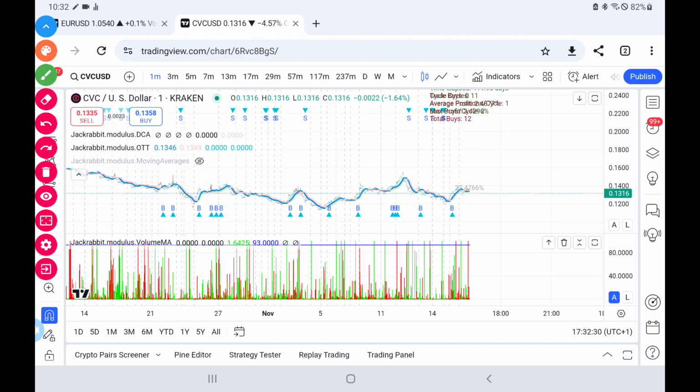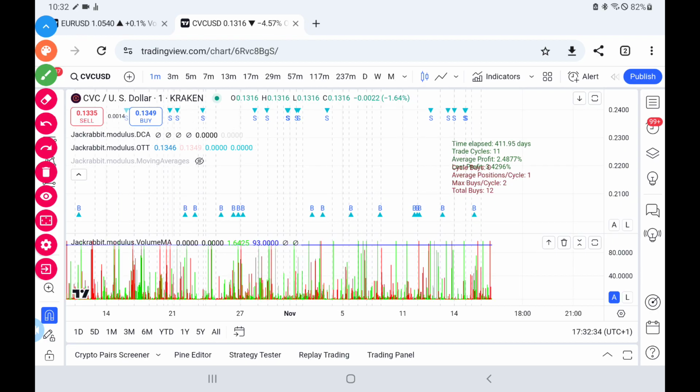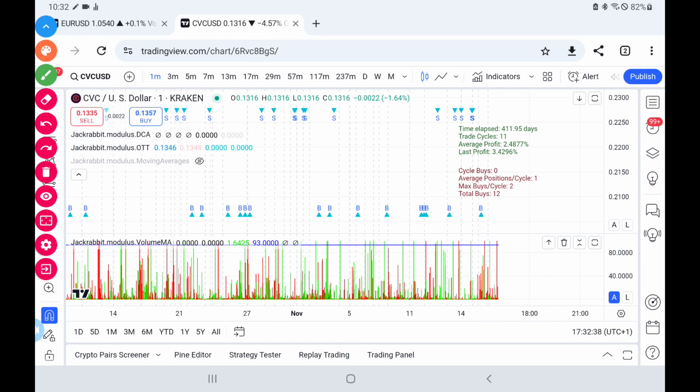411 days. What kind of a market do you have to be in to wait 411 days for 11 trades? This market's volume and liquidity is clearly not that great. The profitability is great if you can stand the waiting. But still, that's less than a trade a month.